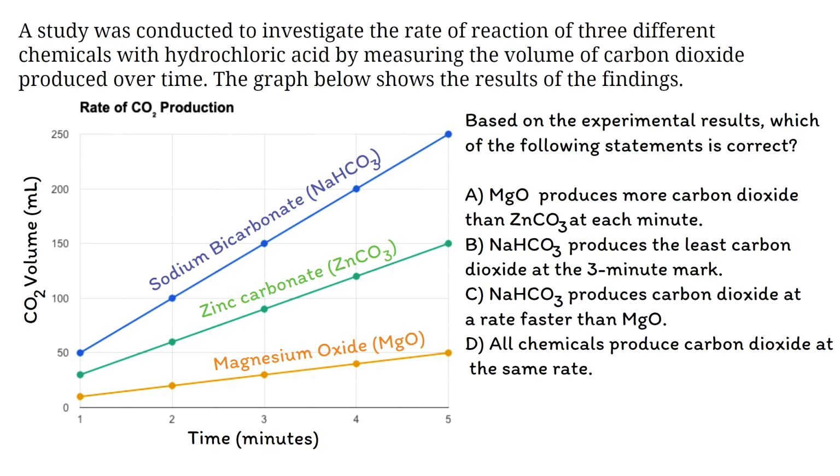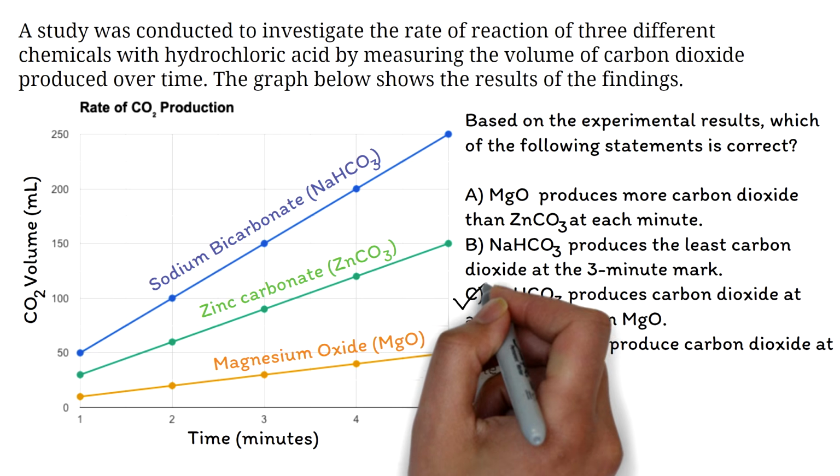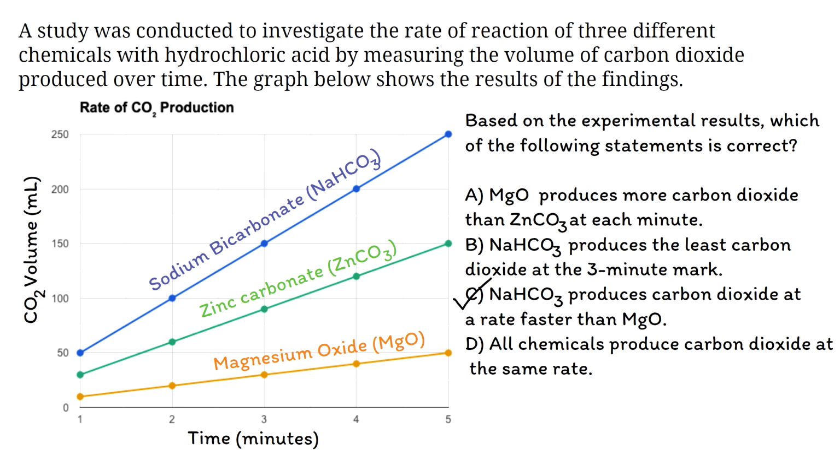C. Sodium bicarbonate produces carbon dioxide at a rate faster than magnesium oxide. This is the correct statement. A lot of students will get this correct because they guessed correctly. For this graph, the chemical with the highest volume also has the highest rate. These two things are not the same. You have to know the difference.